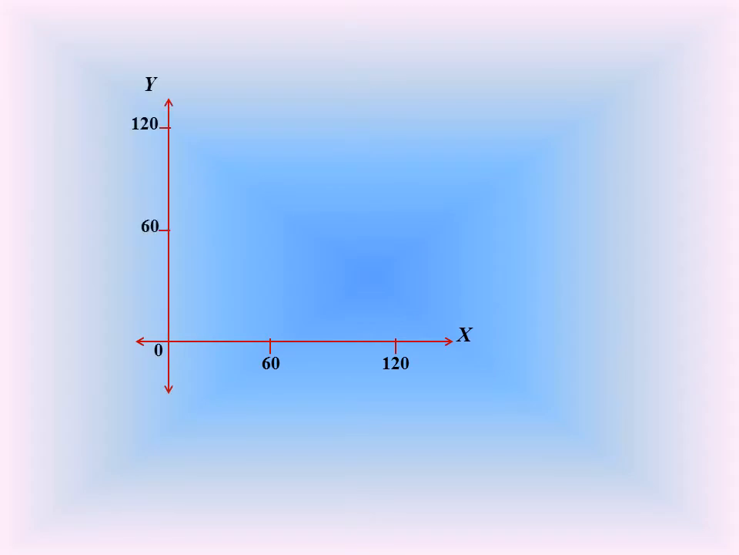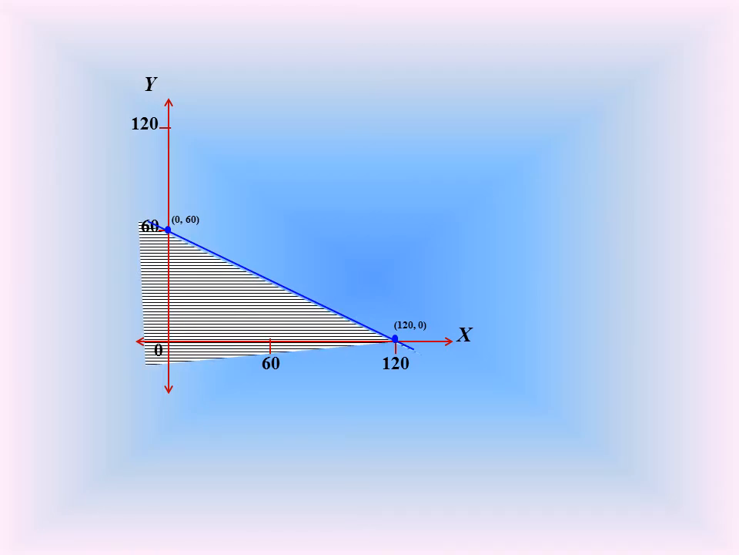Let us draw this graph. X-axis, y-axis. First point is 0, 60. Second point is 120, 0. Joining these 2 points, we need to observe the given inequality x plus 2y less than or equal to 120. Here, when we substitute x equal to 0 and y equal to 0, we get 0, which is less than 120, hence we need to shade towards the origin.